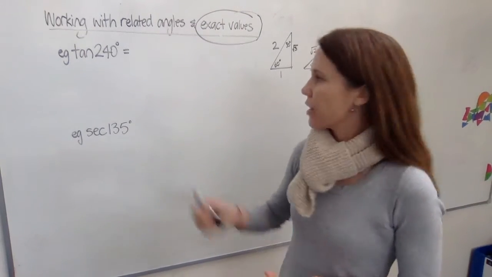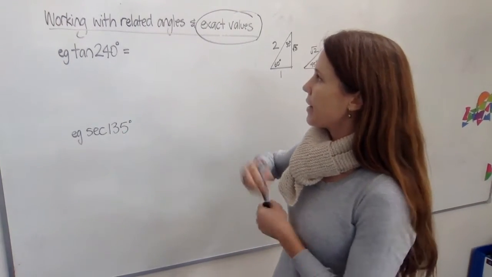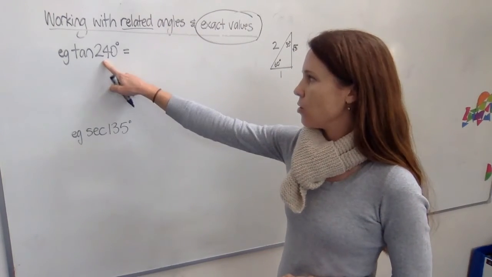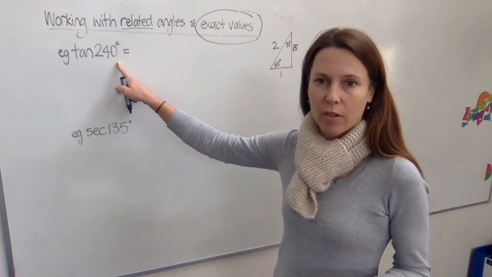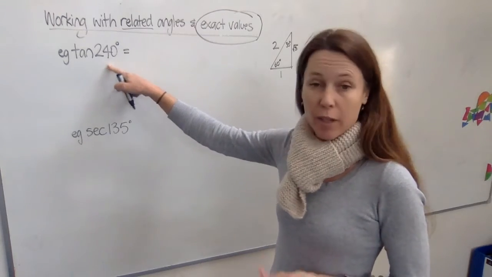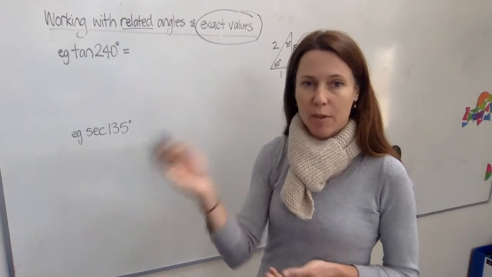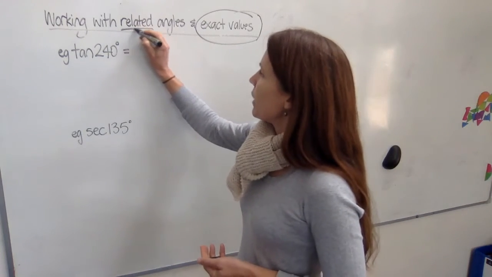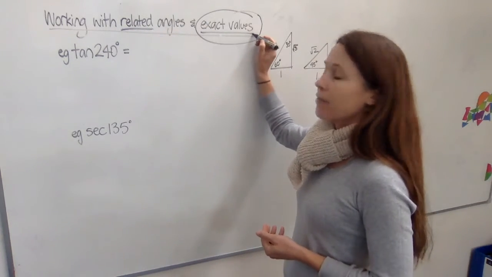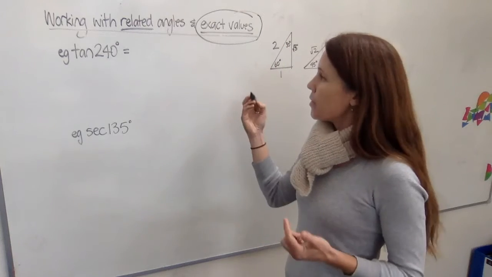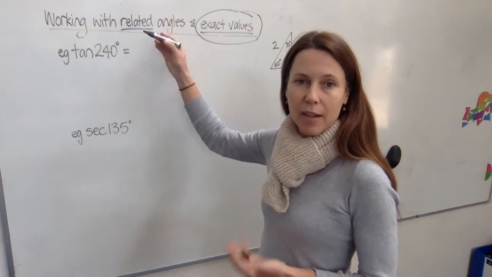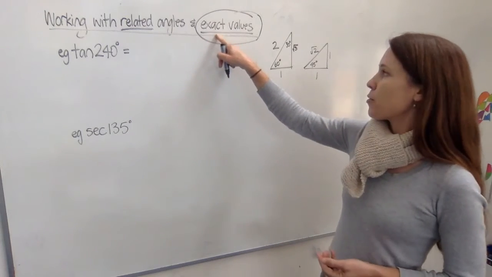When you're solving a trig problem and it has related angles in it, now a related angle is just an angle that is not acute. So you need to think about what the acute related angle would be and then think about what quadrant you're in, and it might change the sign of it. When you're working with related angles and exact values, my tip is just to go one step at a time. First work out what the related angle would be and the sign of that, then think through your exact values.